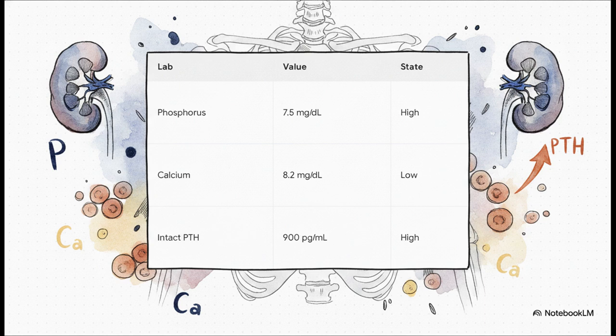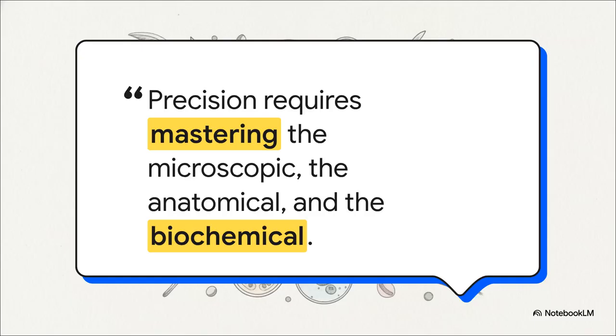It's a reactive, diffuse hyperplasia of all 4 glands trying everything they can to regulate homeostasis in a totally failing system. Precision in the endocrine neck requires mastering the microscopic, the anatomical, and the biochemical. That really sums it up, doesn't it?